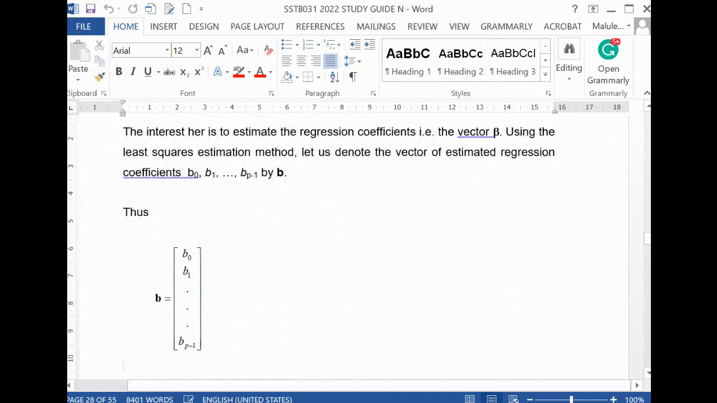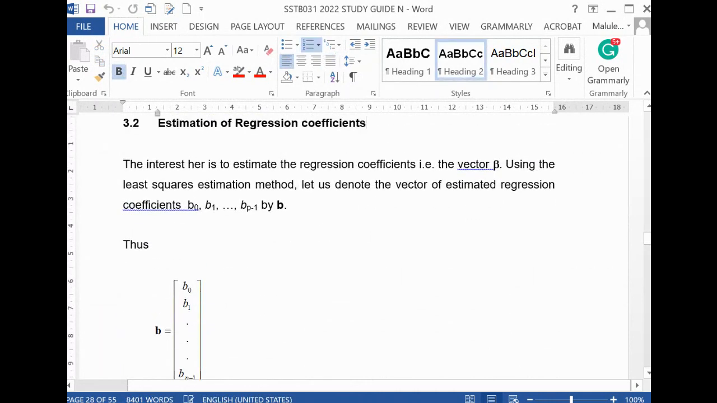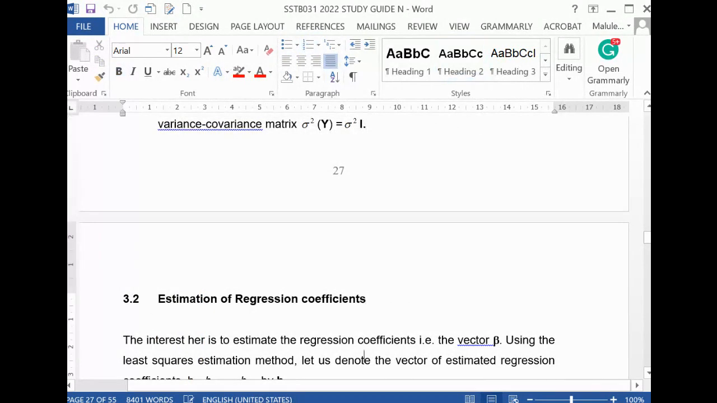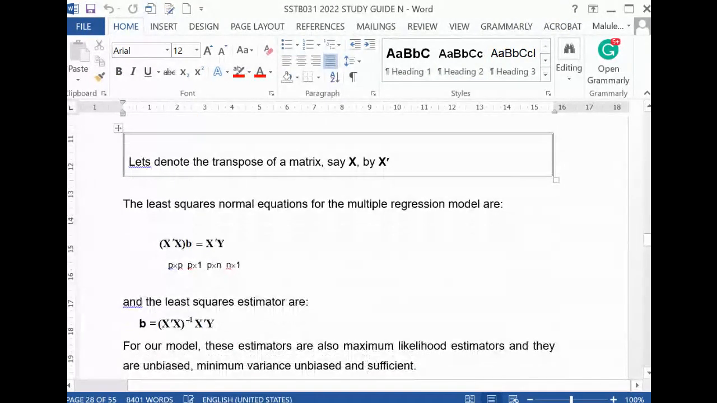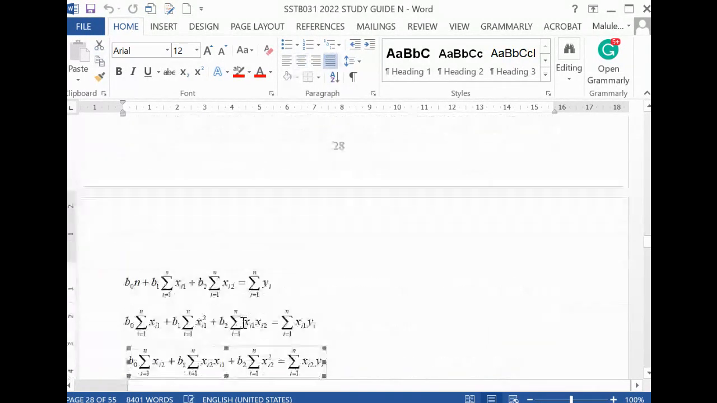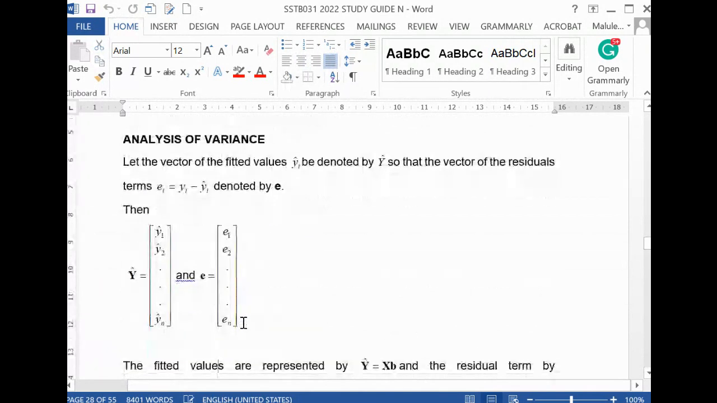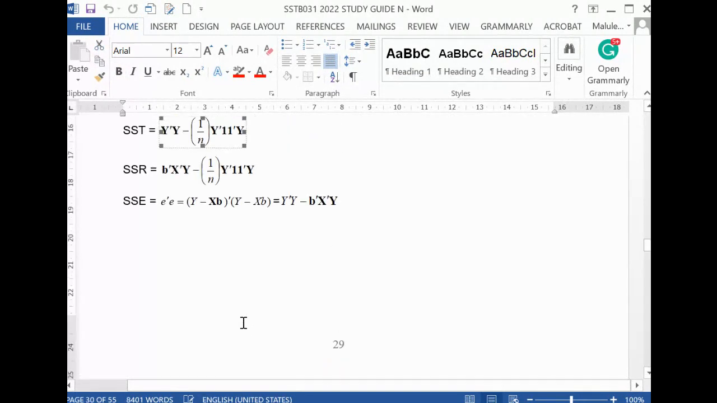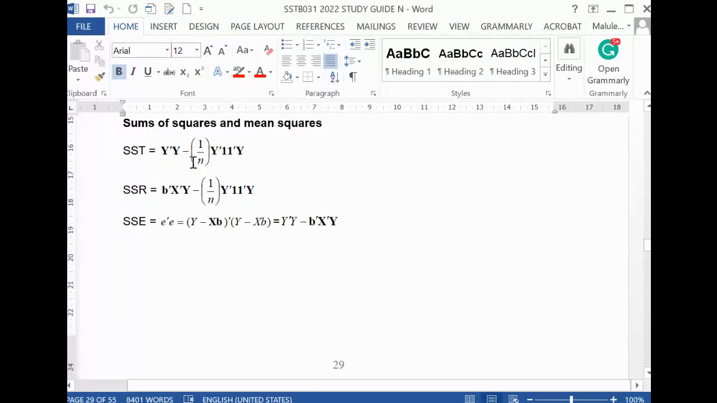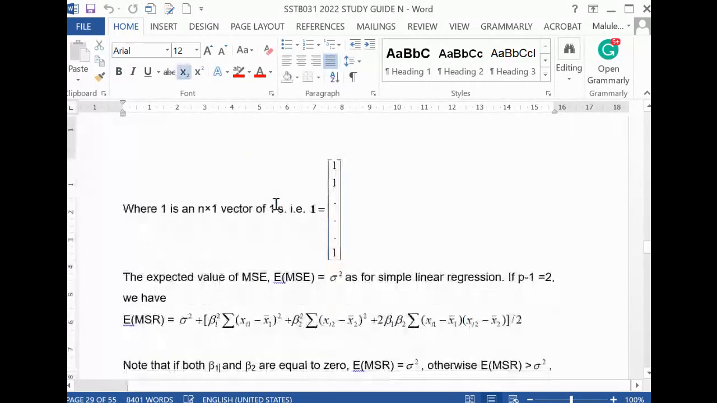I taught you how to estimate the parameters, to estimate the regression coefficients. I explained that one is 3.2. I explained how to use this formula to estimate the coefficient. We discussed the ANOVA table part, how to construct the ANOVA table using matrix notation. I explained the meaning of this Y prime Y and so forth. So I assume we're fine there.